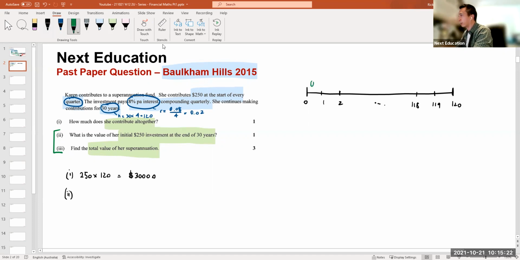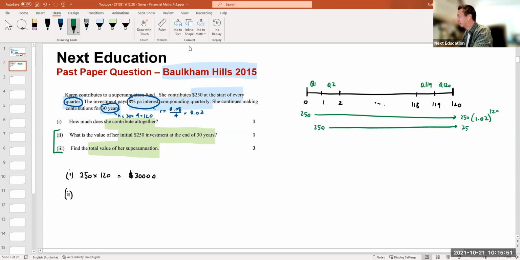So just to be clear there, that is quarter 1, that is quarter 2, this is quarter 119, this is quarter 1. Right? So Karen makes 250 here, and that gets 120 quarters of compound interest, 1.02, right? Comparable 120. And then she makes another 250 here, and because that's a quarter later, you get that power of 119.